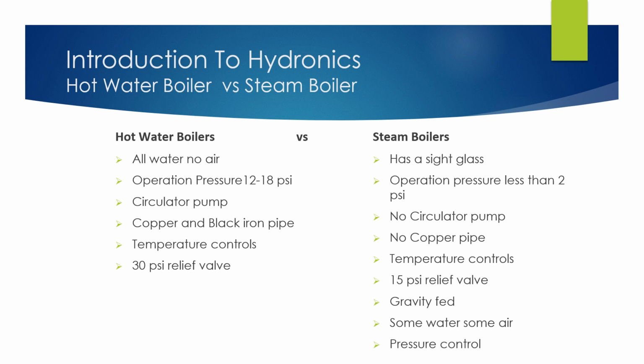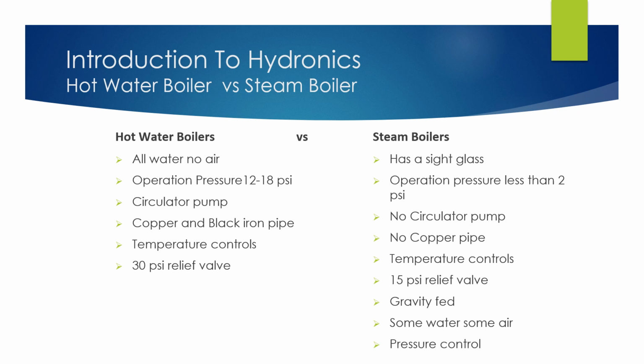The hot water boiler has a circulating pump for circulating water, and it also has copper pipes and black iron pipes in which the water flows through. It has temperature controls to regulate the temperature, and it has a pressure relief valve that releases at 30 psi.